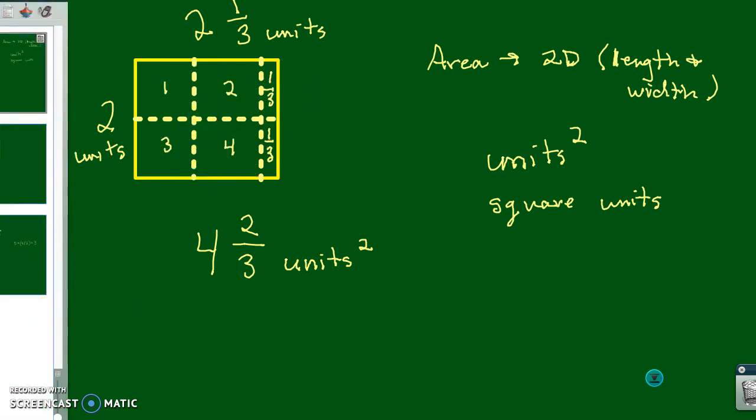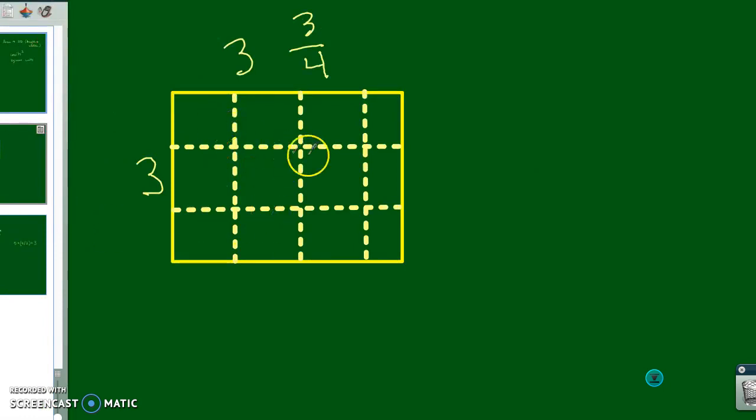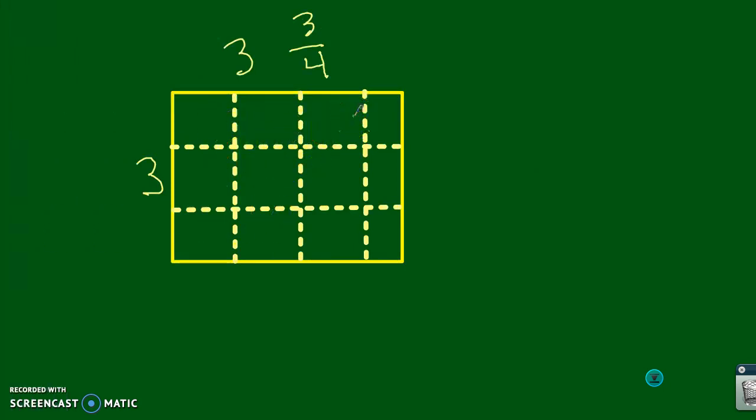So let's move on to another example here. Here's our next example. So again, area is measured in squares. It's two-dimensional because it has both length and it has width. So counting the whole squares for this, we have 1, 2, 3, 4, 5, 6, 7, 8, 9. 9 full squares. Then each of these parts is equal to 1/4.